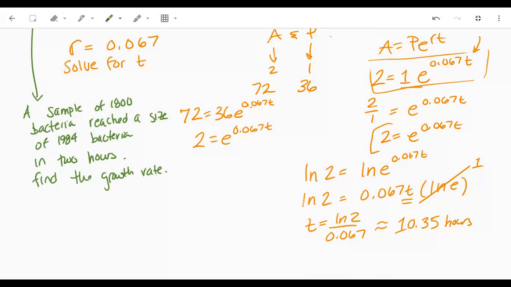So we have A equals P e to the rt. Okay, we started with 1,800, and after 2 hours, we were at 1,984. Okay, so this is another one too. They could have said it doubled, and you would use 2 and 1. Okay, but they gave us more specific values here.